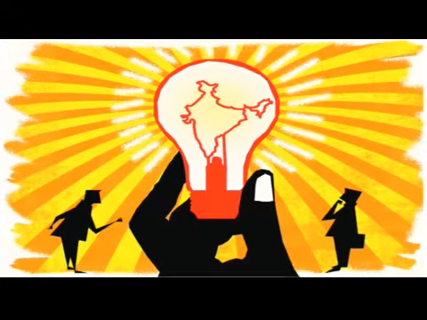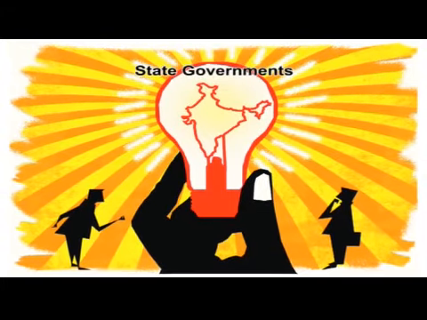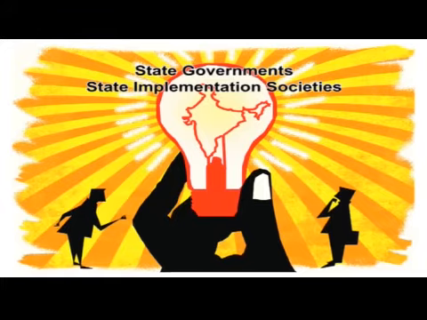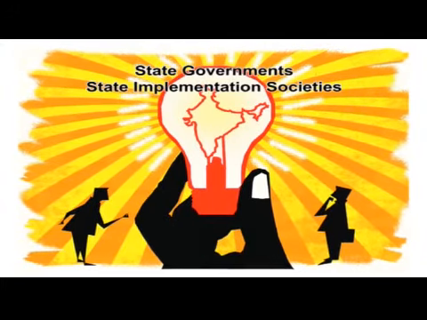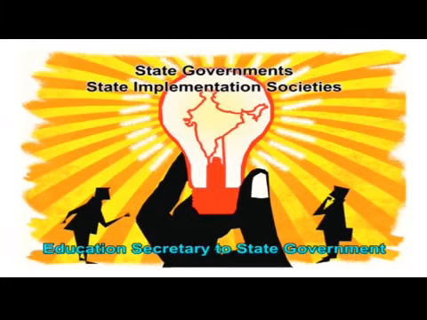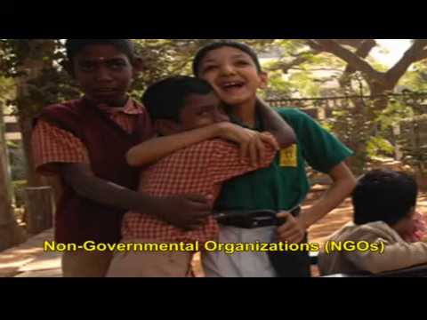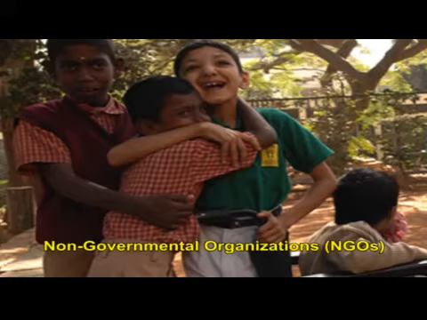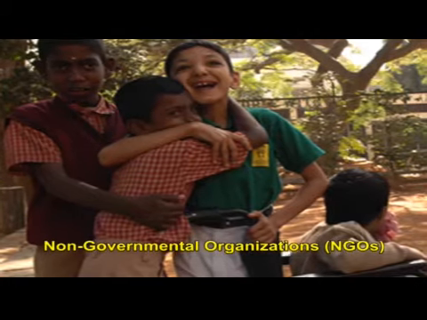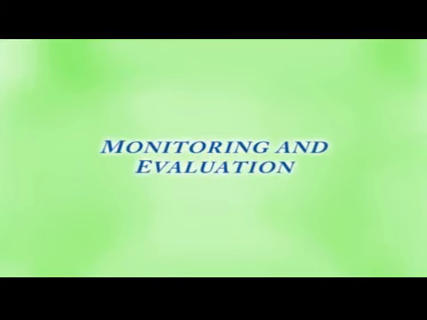Implementing agencies. The scheme will be implemented either by the state governments directly or through state implementation societies created for the purpose, which may be headed by the Education Secretary to the state government. States may involve non-governmental organizations, NGOs, having experience in the field of education of the disabled in the implementation of the scheme. Monitoring and evaluation.